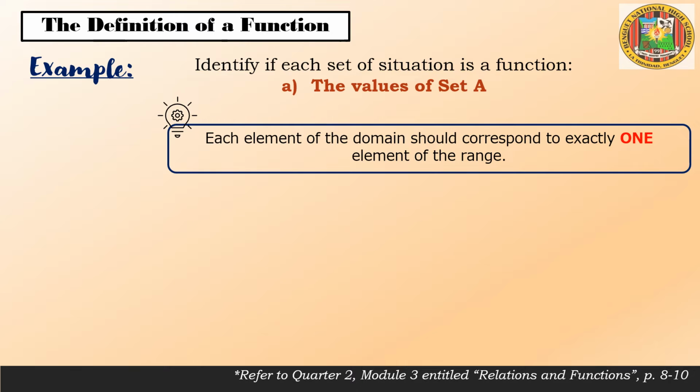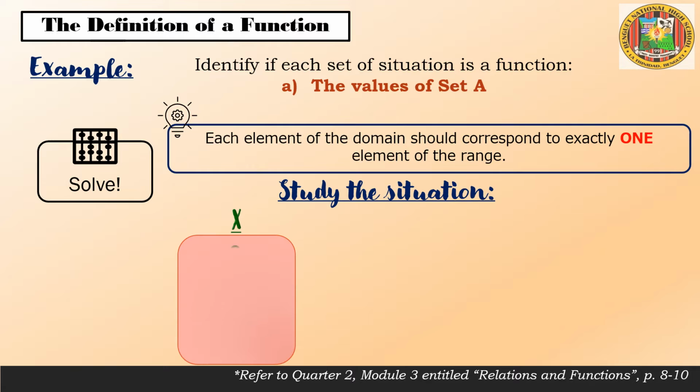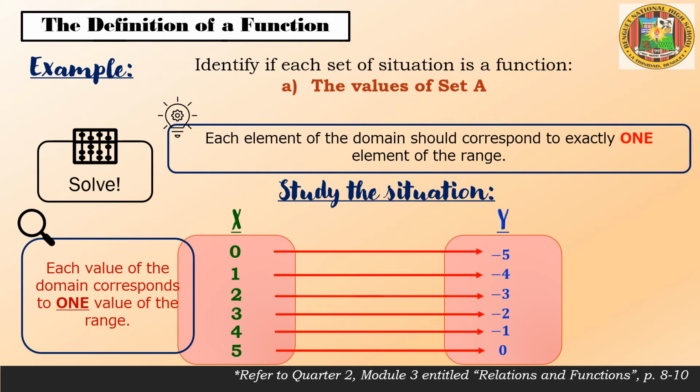Let us solve by checking how the values of the domain correspond to the values of the range. First, let us study the values of set A. This example is example 1 on page 9. We list the values of x and the values of y. According to the situation, each value of x corresponds to one value of y. This shows that each value of the domain corresponds to only one value of the range.